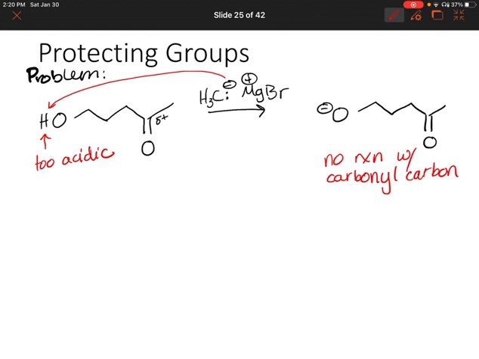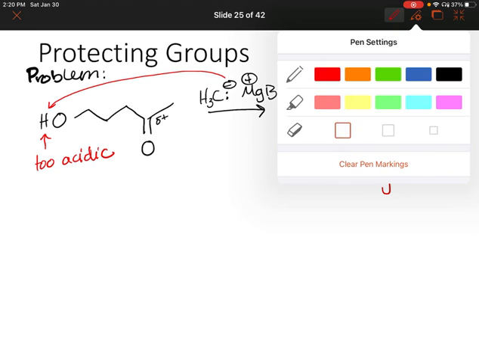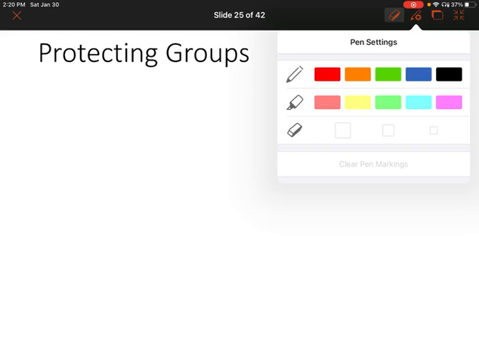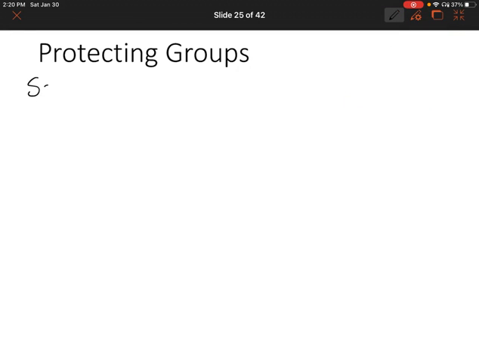Now, there is a way around this. So the solution is actually to use what's called a protecting group. So I'm just going to erase this and make some more room. But you can always rewind if you want to write those notes down in more detail. So our solution for this problem is, let's say we have an alcohol on our carbon chain, and we want to block that alcohol from reacting with our Grignard reagent.